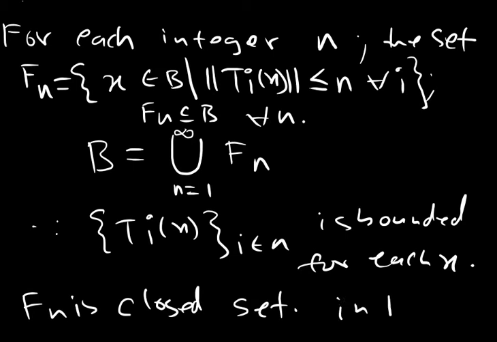Now B is a Banach space. So what can I say? I have a complete metric space as a countable union of sets. Now the Baire category theorem says that a complete metric space is a category 2 space, so it cannot be written as a countable union of nowhere dense sets. So one of the sets should have a non-empty interior.